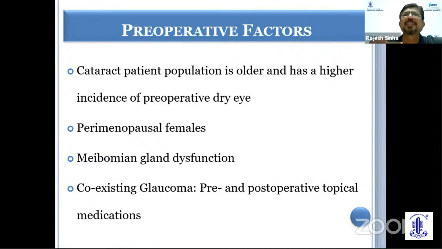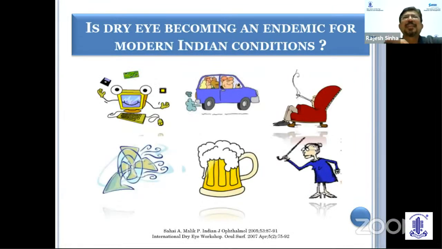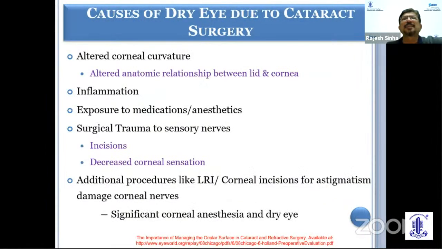The cataract patient population is older and has a high chance of meibomian gland dysfunction. Females are in the perimenopausal age group. There can be coexisting glaucoma, and they might be on anti-glaucoma medication. Then the lifestyle is such that you are always in air conditioners where the humidity is less, so the dryness is increased. All these factors make the patient predisposed to dry eye.